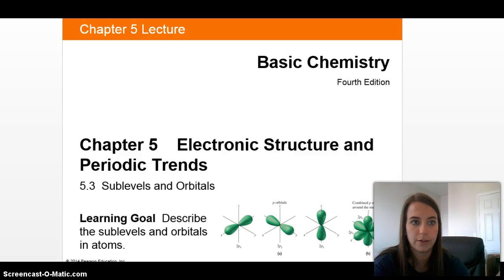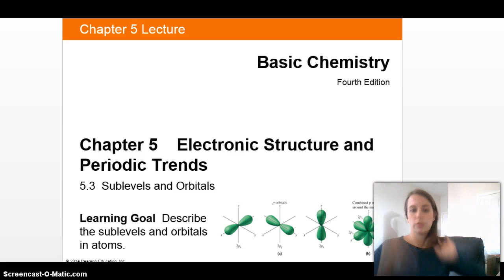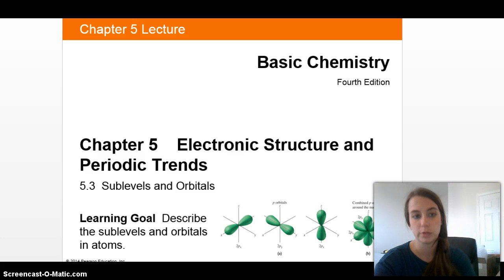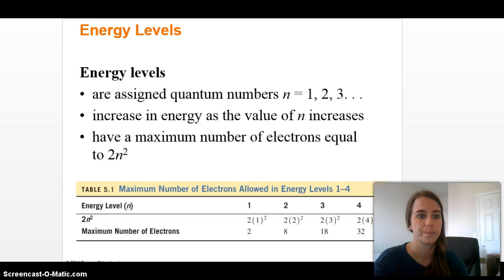These notes are on 5.3 sublevels and orbitals. The learning goal is to describe the sublevels and orbitals in atoms. This stuff can get a little complex, a little confusing, so put your thinking caps on and try and keep all of the things straight that we're talking about. If you have any questions, definitely let me know.